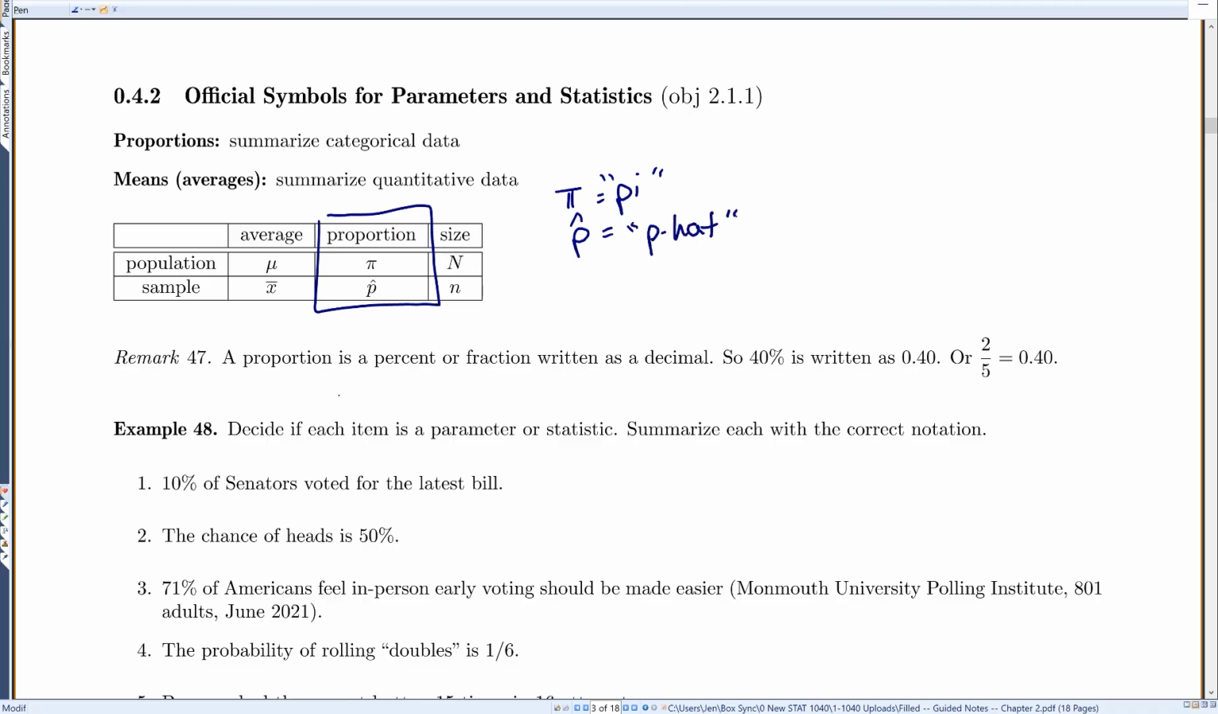So sometimes on Canvas, if it won't let us do the symbols, you'll see us just write those out. But that's also how I will say it, so you know what I'm saying. And the population size is capital N. Usually we don't know that. You won't see that very often. But the sample size being little, lowercase n, you're going to see that all the time.